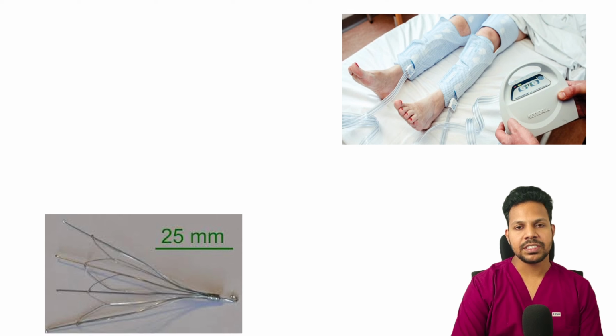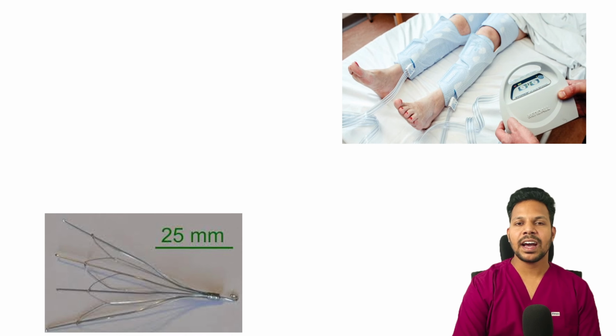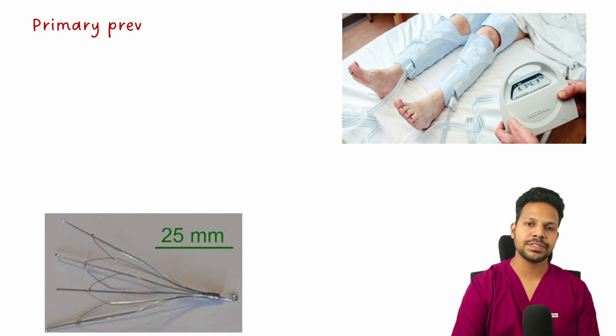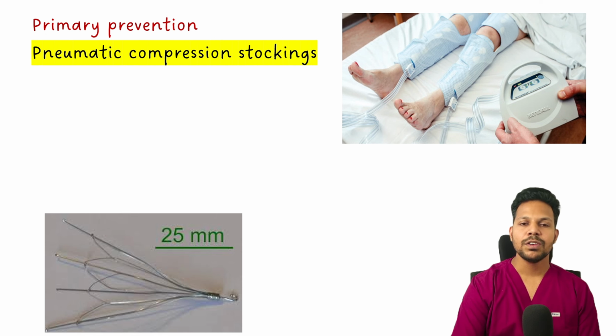Now let's look at the prevention. So if the patient is having any kinds of venous stasis or hypercoagulability or the risk of endothelial dysfunction, if you think that the patient is at high risk for development of DVT, then you should go with the primary prevention. For primary prevention, you can use pneumatic compression stockings.